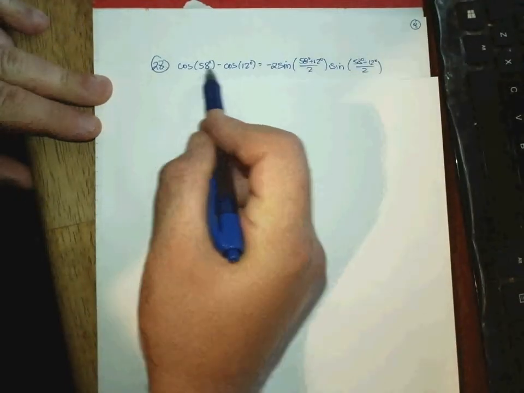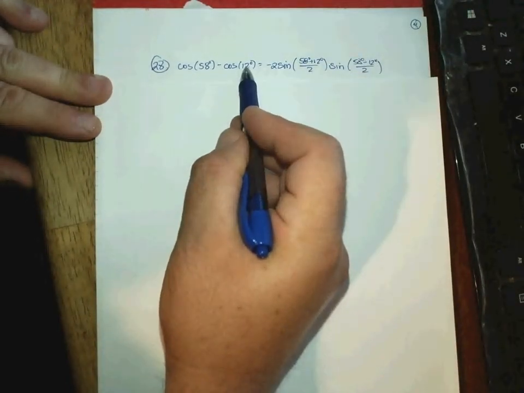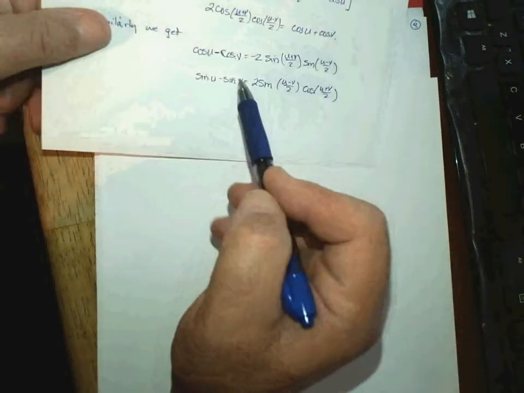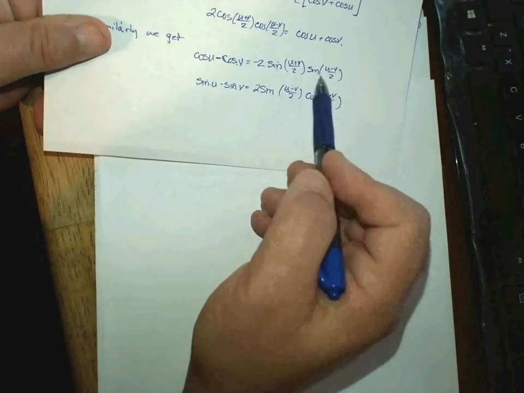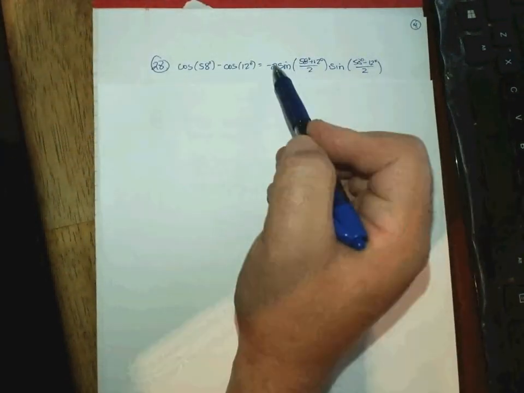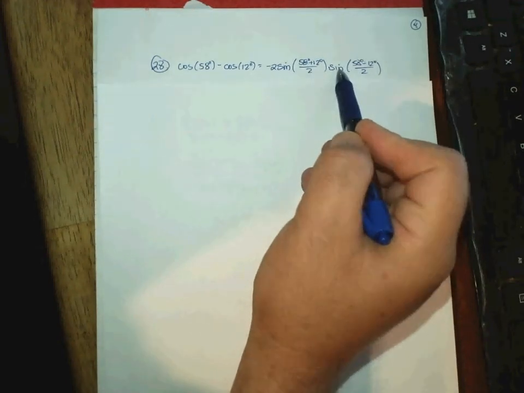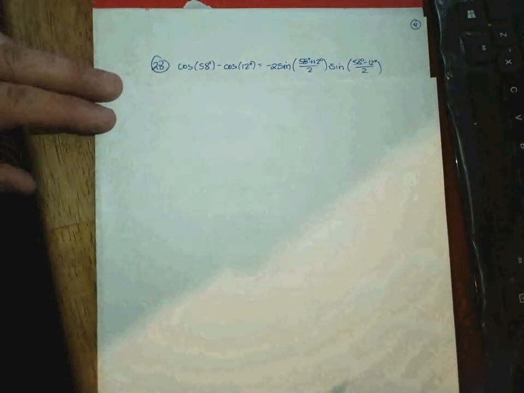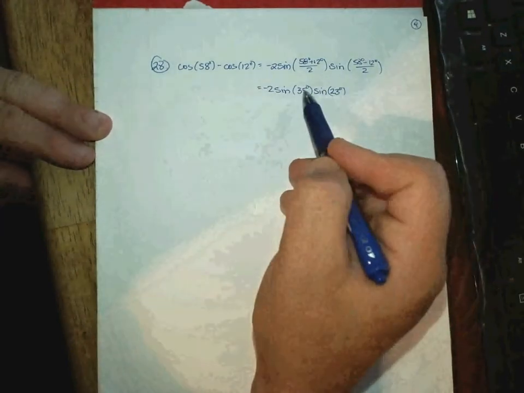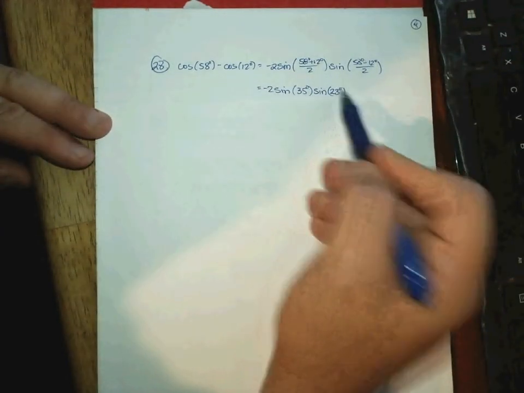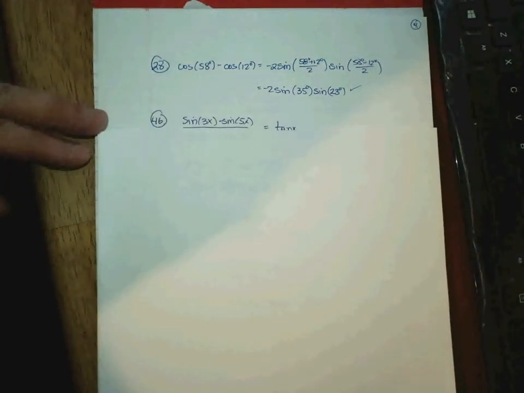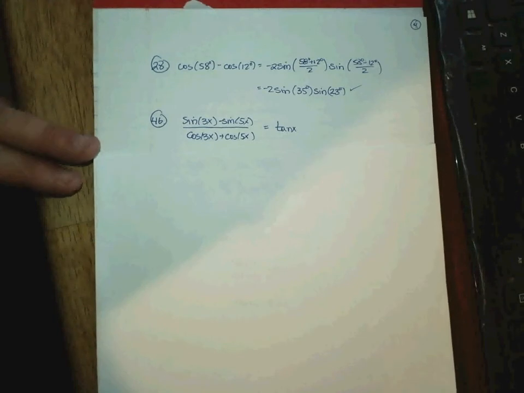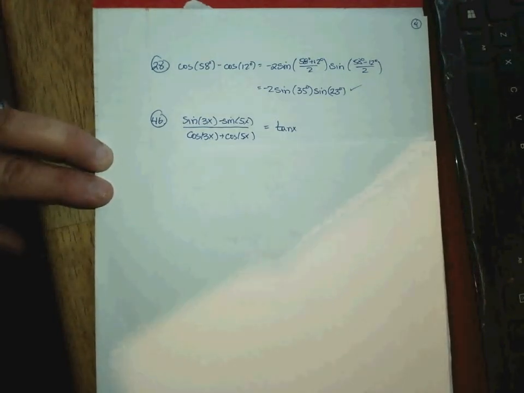In problem 28, I have the cosine of 58 degrees minus the cosine of 12 degrees. That's where we're referring back to this identity, cosine minus cosine. It's going to be minus 2 sine of (u plus v) over 2, sine of (u minus v) over 2. So minus 2 sine of the sum of the two angles over 2 times sine of the difference of the two angles over 2. I simplify that down. I get minus 2, the sine of 35 degrees, and the sine of 23 degrees. Now these are not special angles that I can resolve, so we stop there and say that's our final answer.